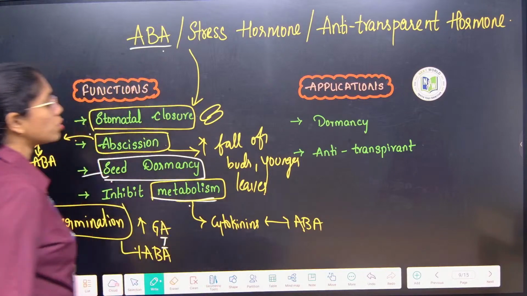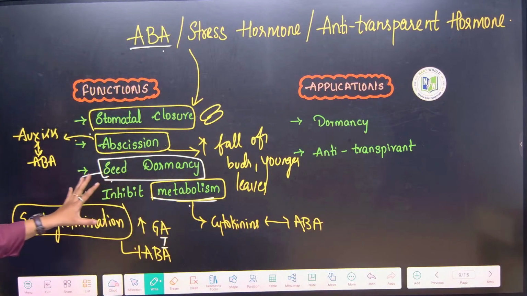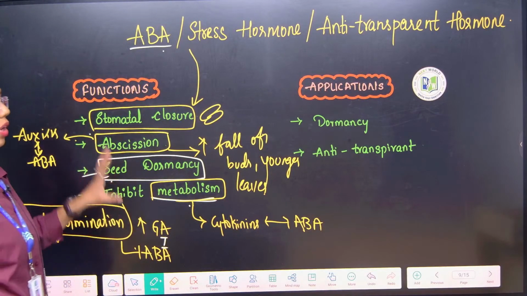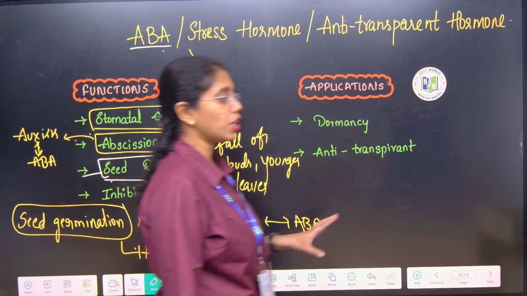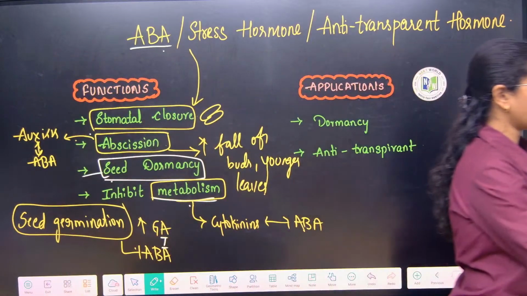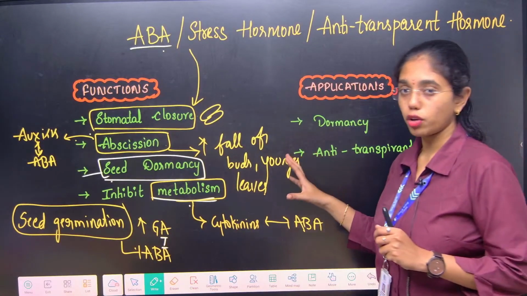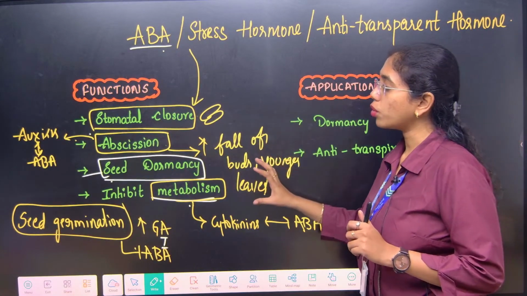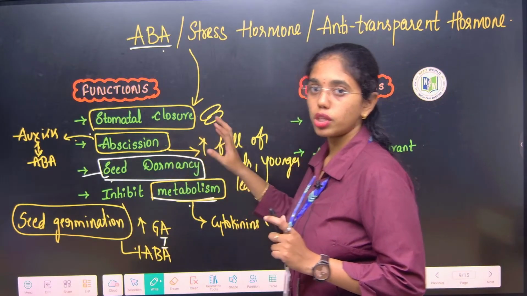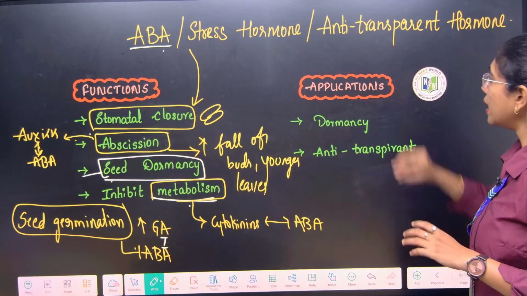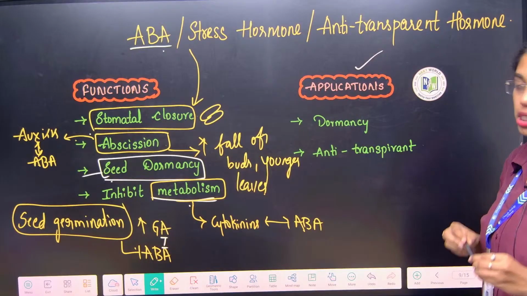Always do remember, students, synergistic and antagonistic functions are very important. Firstly, you have to know the functions and applications of all the phytohormones, and then you have to look into the synergistic and antagonistic functions as well. And then applications of abscisic acid.